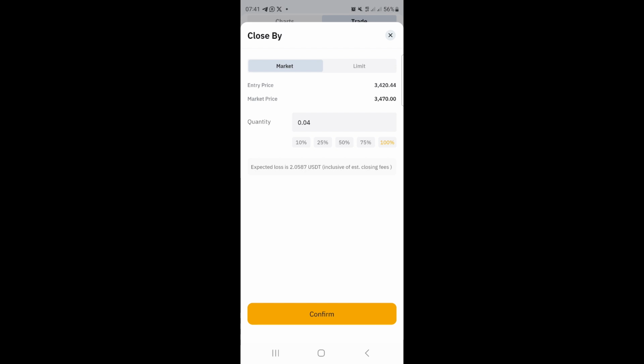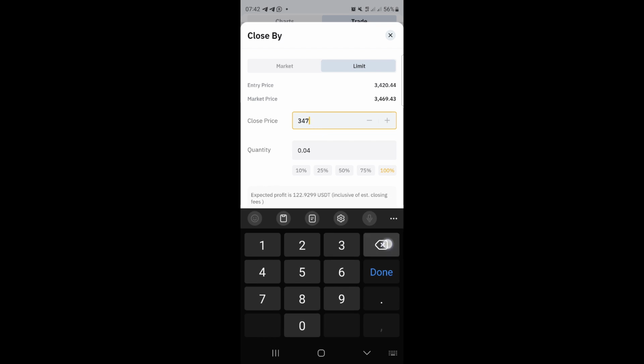Or if you want to automate it, you're going to click on limit. Maybe you're not going to be with your phone and you want price to take out a partial profit when it gets to your TP1 without you being on your phone. So what you just do there, you go to the close price, you input your TP1, whatever it might be, maybe 3, 5, put your TP1.